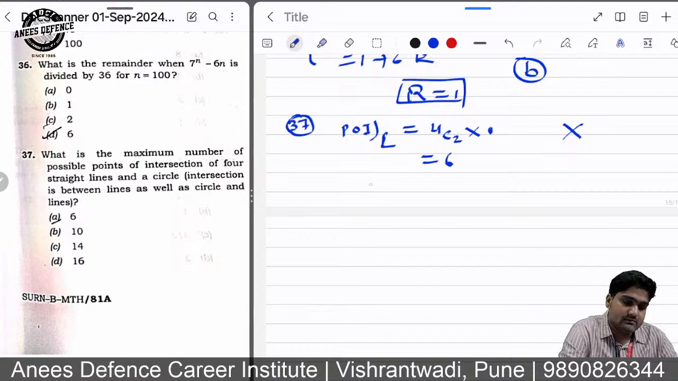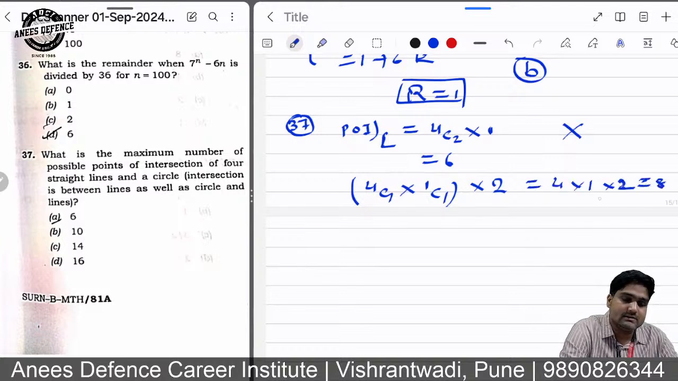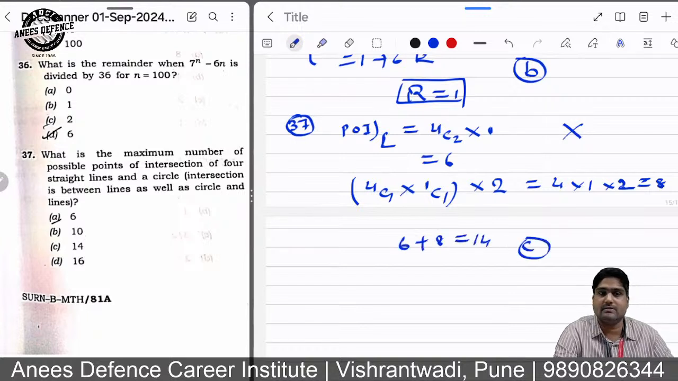Okay, now they've given a circle. That means there is a single circle, so a single circle cannot make an intersection by itself. So it's 0. But when a line and a circle meet, they give 2 points of intersection. So we can select one line and one circle, and it gives the 2 points of intersection. This is the point of intersection for line and circle. So 4C1 is 4, into 1, into 2, it's 8. So the total number of points of intersection is 6 plus 8, which is 14. So option C is the correct answer for 37.